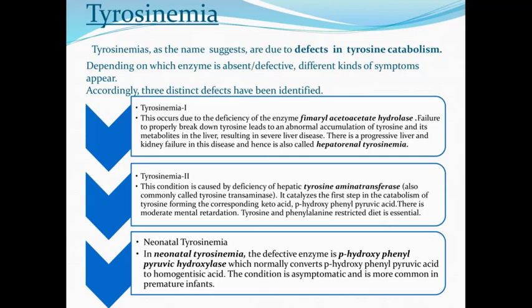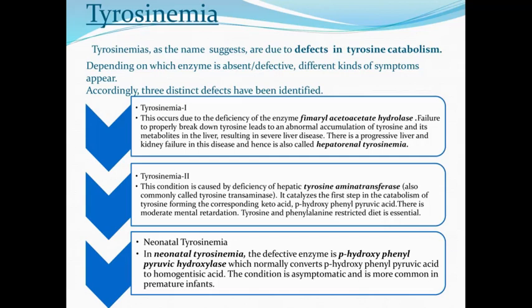Tyrosinemia 1. This occurs due to the deficiency of the enzyme fumarylacetoacetate hydrolase. Failure to properly break down tyrosine leads to an abnormal accumulation of tyrosine and its metabolites in the liver, resulting in severe liver diseases.